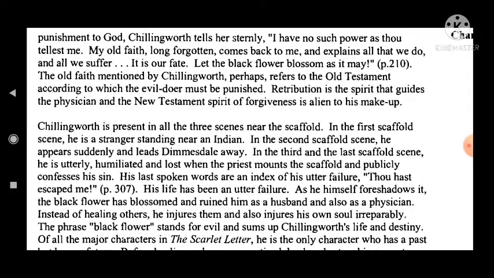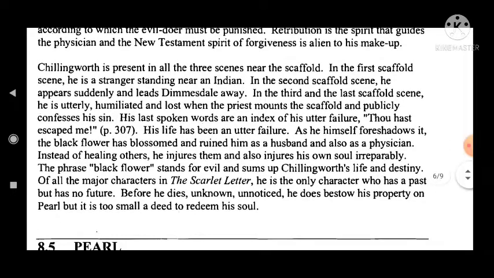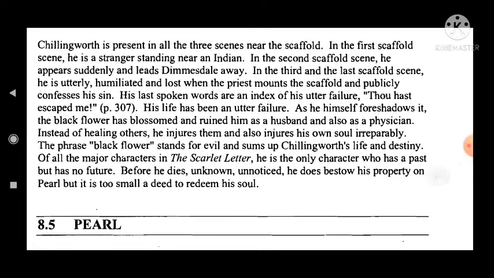Chillingworth is present in all the three scenes near the scaffold. In the first scaffold scene, he is a stranger standing near an Indian. In the second scaffold scene, he appears suddenly and leads Dimmesdale away. In the third and last scaffold scene, he is utterly humiliated and lost when the priest mounts the scaffold and publicly confesses his sin. His last spoken words are an index of his utter failure: "Thou hast escaped me." His life has been an utter failure.